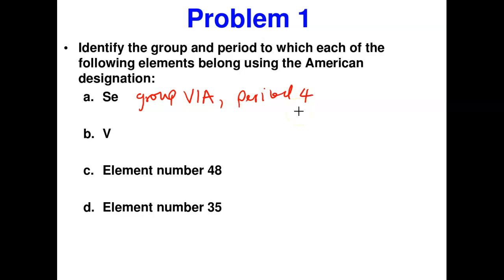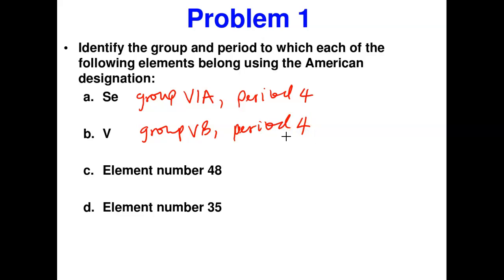So again, let's look at vanadium. Vanadium, I'm looking at it. Vanadium is in group 5B. Again, it is in period what? It is in period 4.